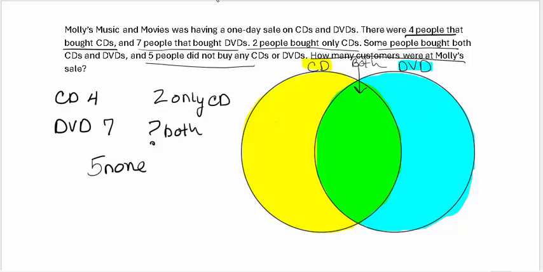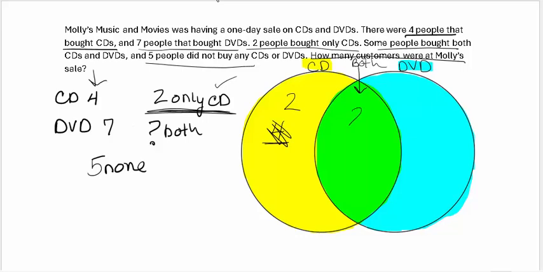So if I put CDs is 4, if I put a 4 right there, and then 2 bought only CDs. Oops, I put a 4 there. So I know that that's not right. The 4 shouldn't be there because in the only CDs, in that yellow, that should be a 2. Okay, now I know that this is all set. But there were 4 people that bought CDs altogether. So what does that mean? If I have to have 4 altogether, I'm missing 2.